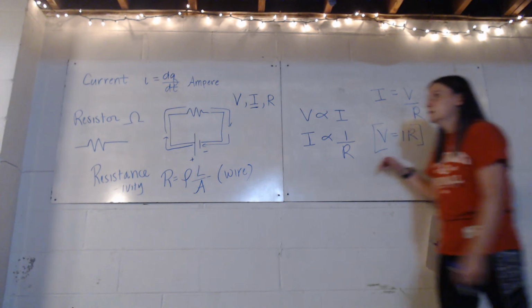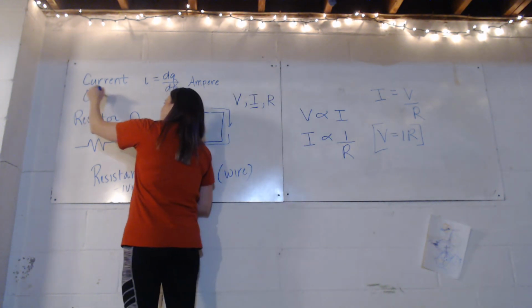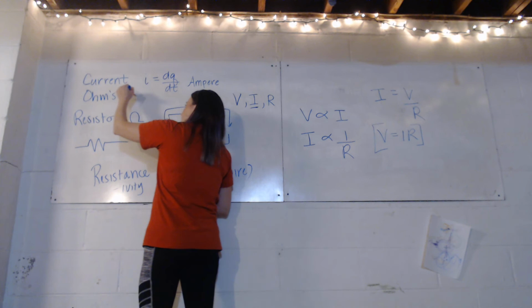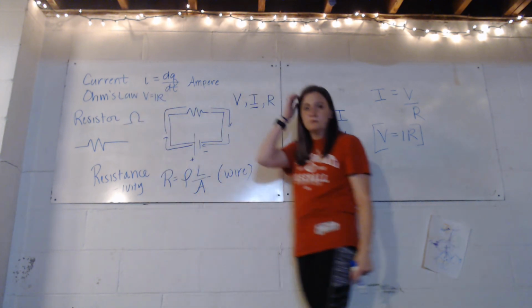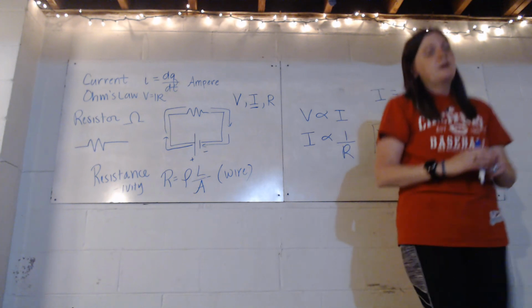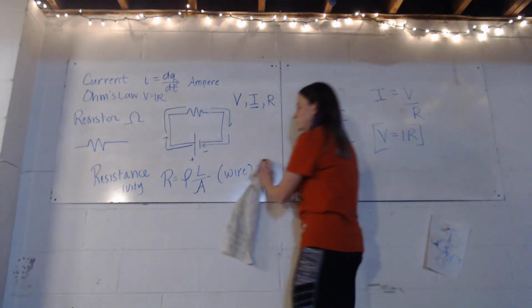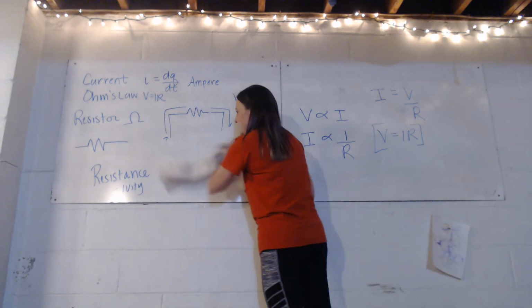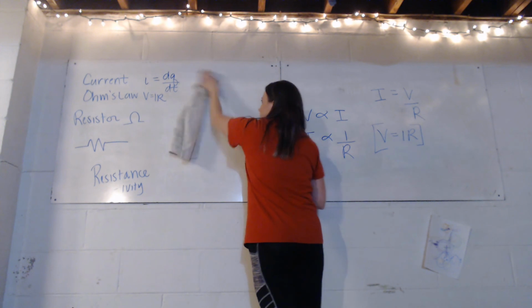It really is. So I'm going to add it over here to my list, Ohm's law. This is one of those really important equations. V is equal to I times R. Again, V is going to be measured in volts, I is measured in amps, and R is measured in ohms.